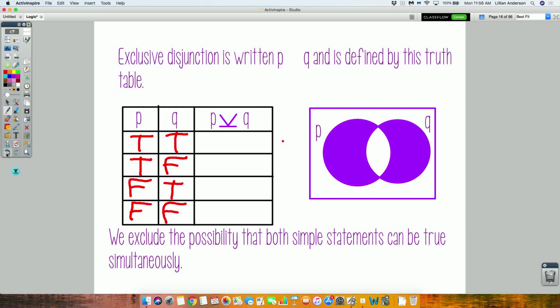Okay? So the exclusive disjunction, we exclude any possibility that both statements could be true simultaneously. So that means that this one is false, because they cannot be both true at the same time. However, one could be true and the other could be false. So that makes the exclusive disjunction true. That makes this one true as well. And two falses will also be false as well. This is the exclusive.